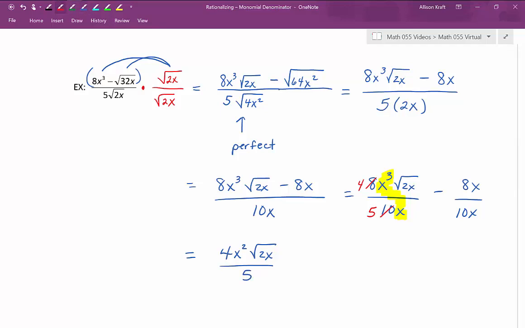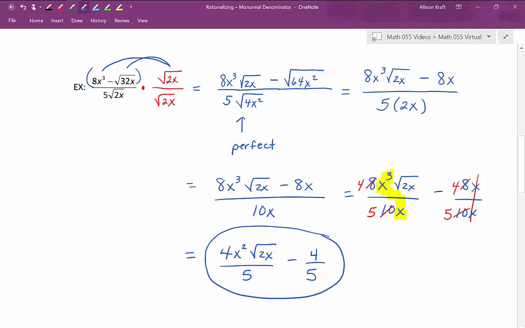With our next fraction, 8 and 10 are both divisible by 2. This is a 4, this is a 5. And the x's, well, they're going to cancel out for us, and we're left with minus 4/5. We get a final answer of 4x squared times the square root of 2x over 5 minus 4/5.